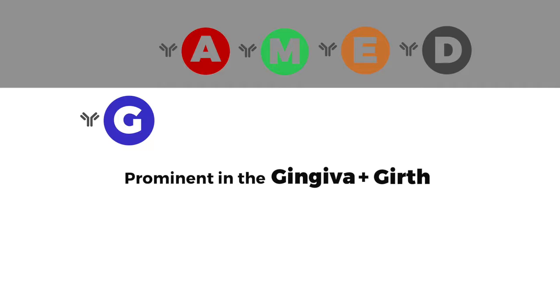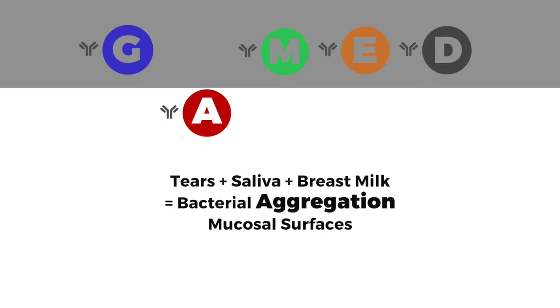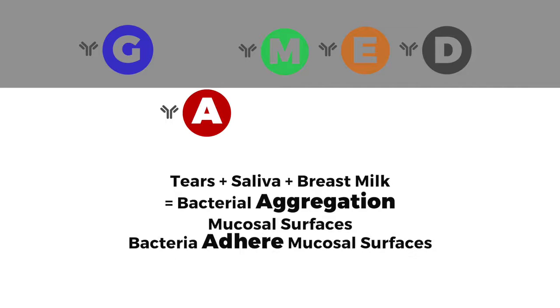You also want to know with A, IgA, it's found in tears, saliva, and breast milk, right? And you want to be really confident on that in terms of it causes bacterial aggregation, right? And it's found on mucosal surfaces, all right? And it's going to cause bacteria to not be able to adhere to mucosal surfaces.